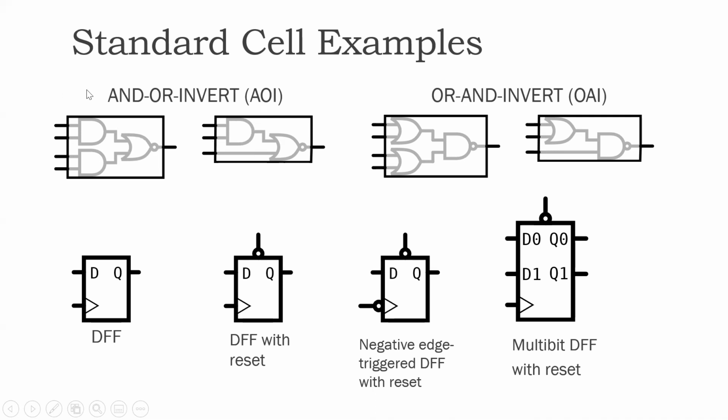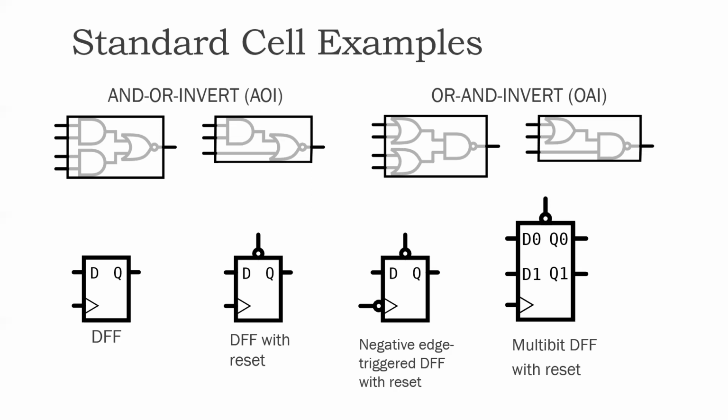Similarly, you will have an OAI function, OR AND invert. There can be 4-input, there can even be 5-input OAI functions or AOI functions. So I've shown examples of a 4-input OAI and a 3-input OAI. These are some examples of gates you will actually see in standard cell libraries, combination gates.